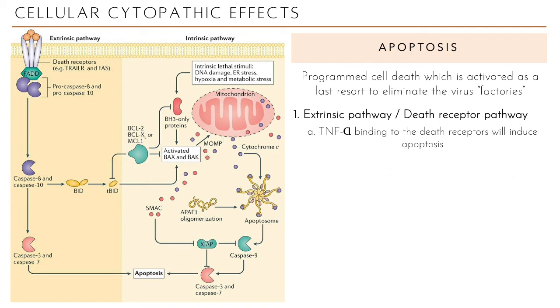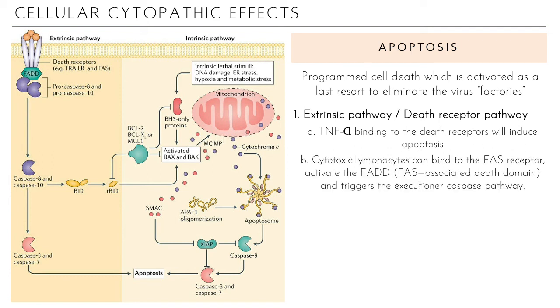Or letter B, there's another way to activate this. Cytotoxic lymphocytes can bind to the FAS receptor and activate the FADD, which is the FAS-associated death domain. So funny how it sounds. And this will trigger the executioner caspase pathway. I'm not going to go into too much detail on that.